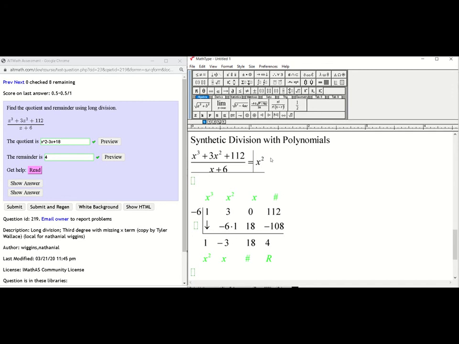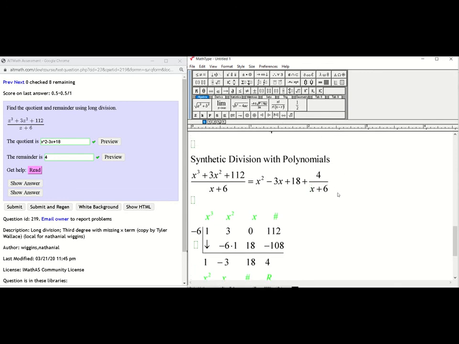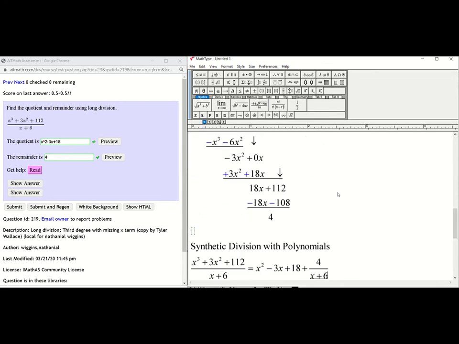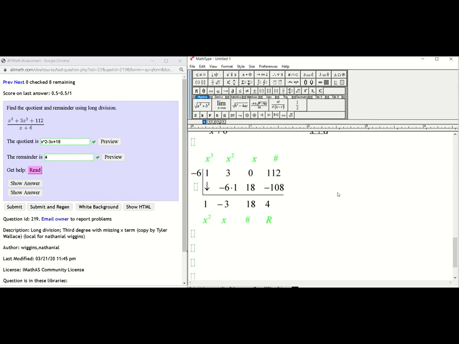So we've got an x squared minus 3x plus 18, plus our remainder, which is 4 over x plus 6. And this should be the same answer that we got here. Cool? Try these. You can do this.